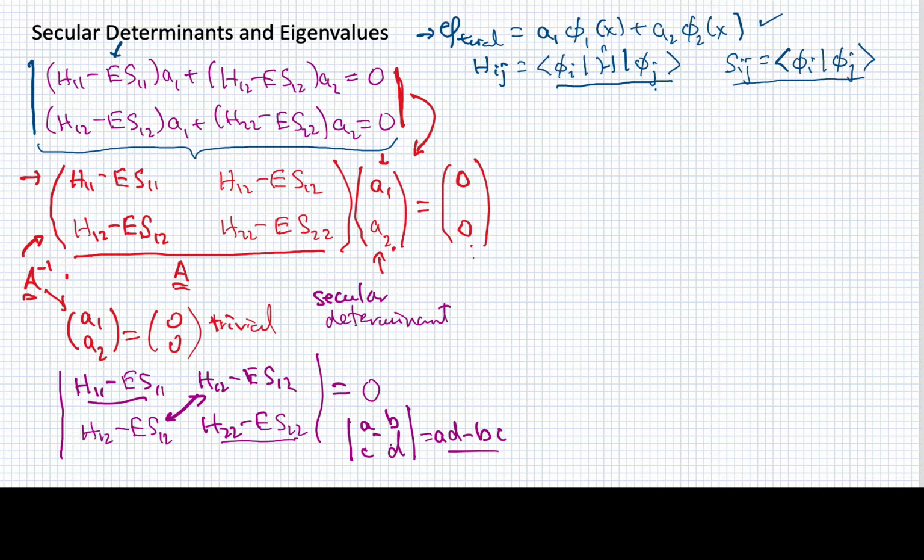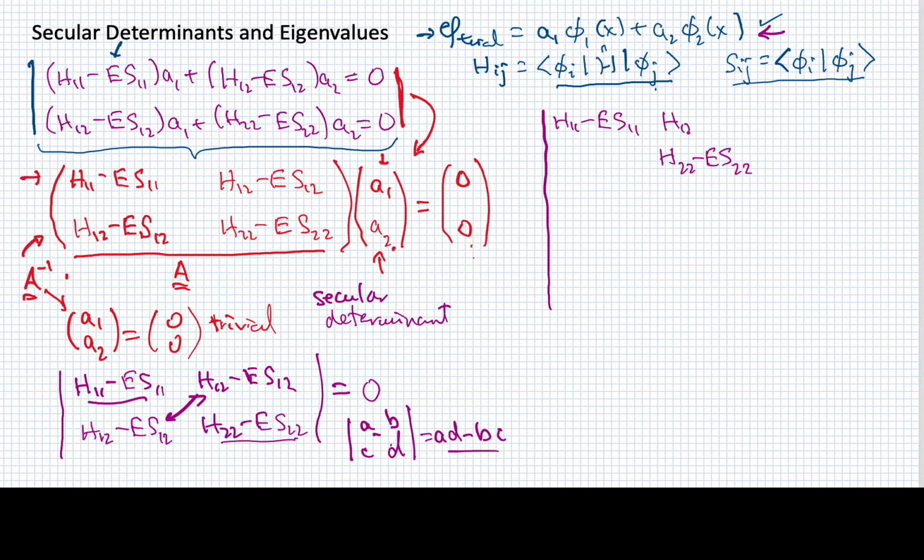What happens if we have a much larger problem? What if we have many states that are used in this expansion for the trial eigenfunction? Well, the generalization of this secular determinant equation might look something like this. Again, we would have H11 minus ES11 in the upper left-hand corner, and in the next diagonal, we would have H22 minus ES22.